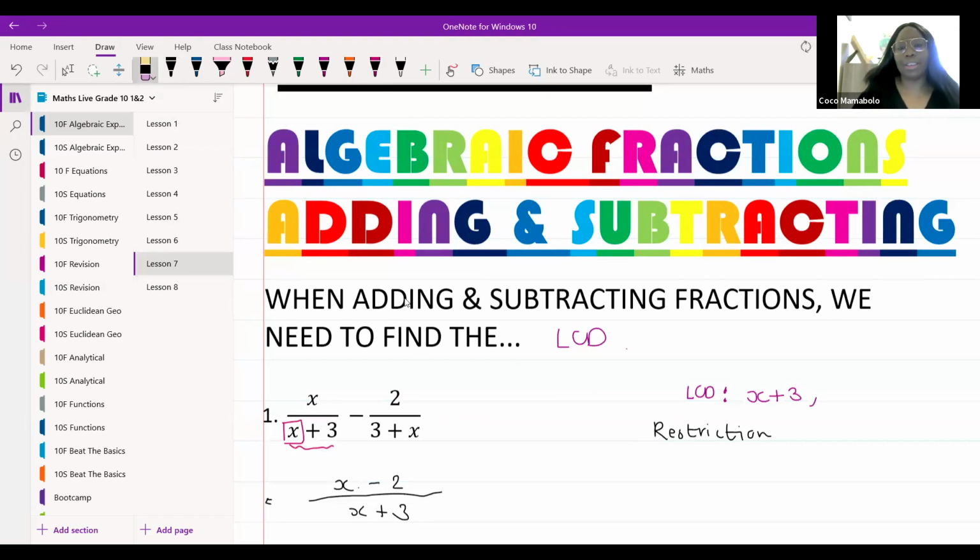Sia says 1, but if I put 1 in here, I'm just going to end up with x over 1 plus 3, which is 4. And x over 4, that's fine. That's going to give me an answer. So I know that x can be 1. Can we think of another number? Which number is going to make my denominator equal to 0?